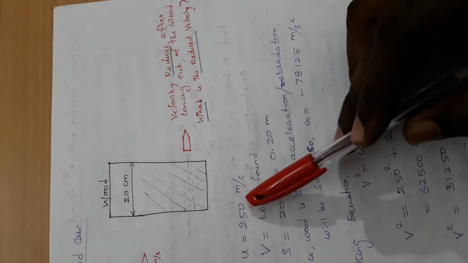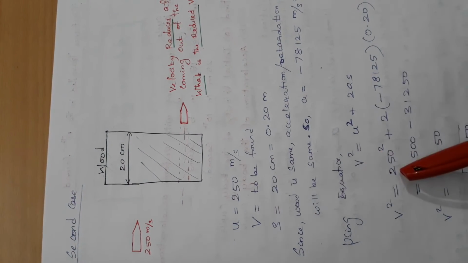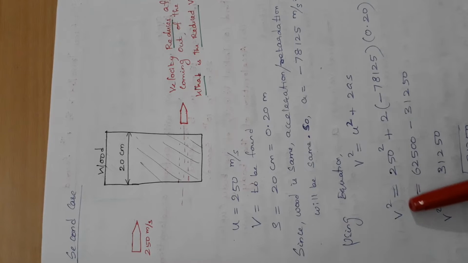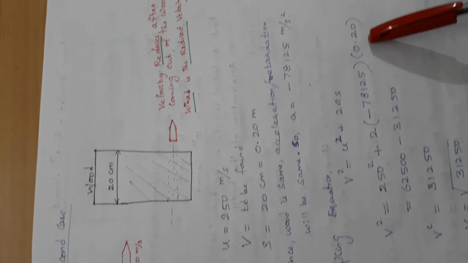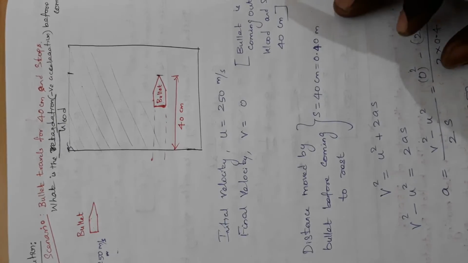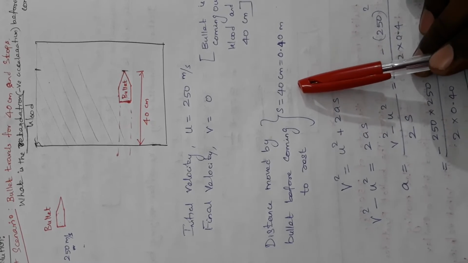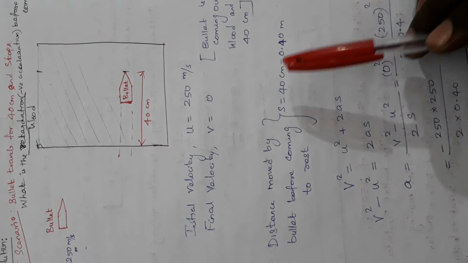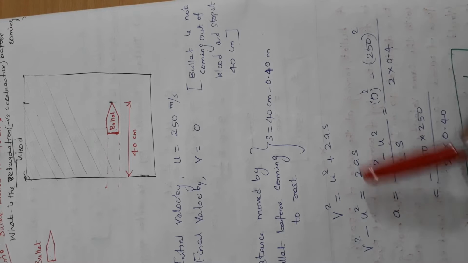Now u is the initial velocity with which the bullet is coming, 250 meters per second, v square is to be found out, and distance traveled is 20 centimeter, sorry, 0.2 meter. Now we know all this except acceleration. In order to find acceleration, we are using the previous situation, the distance moved by the bullet when it gets stuck inside. v square is equal to u square plus 2as. Now we have to find the acceleration. v square minus u square is equal to 2as.